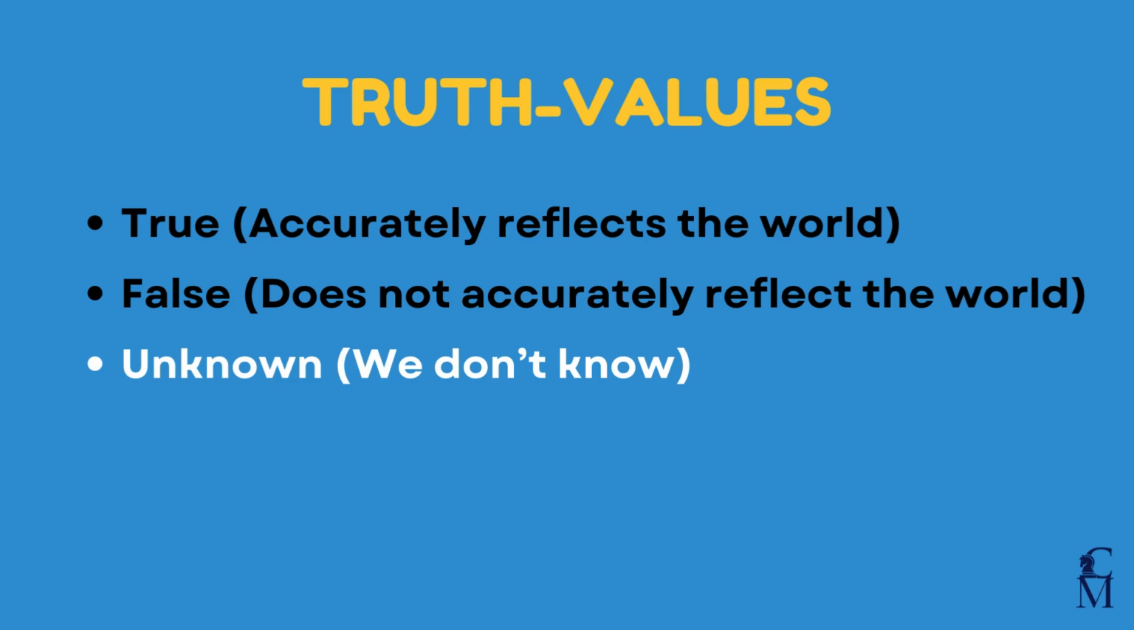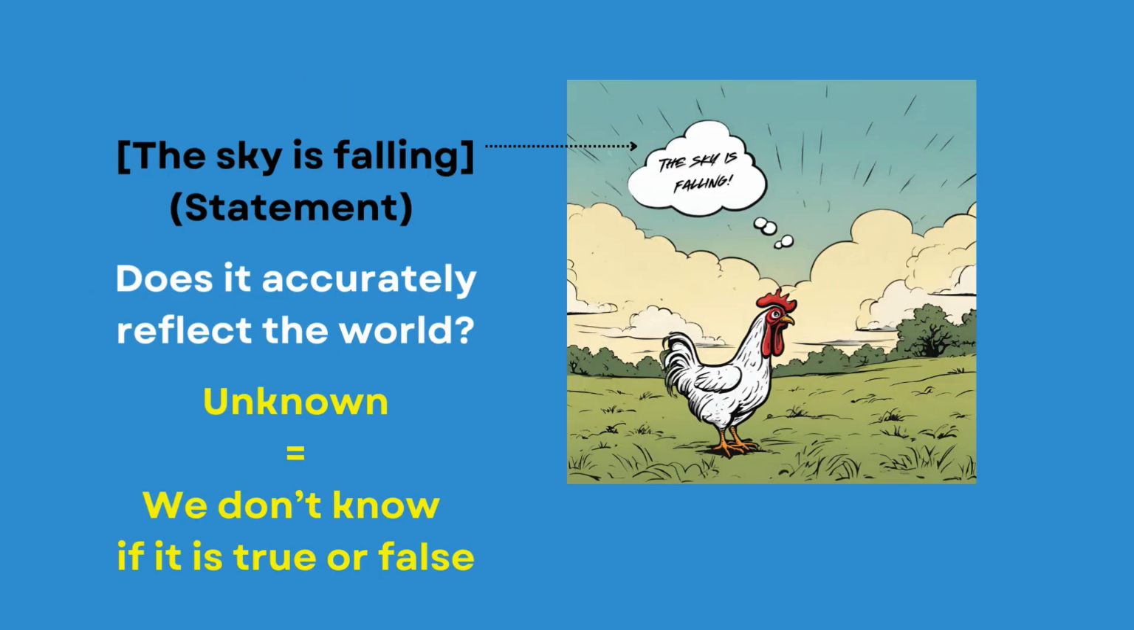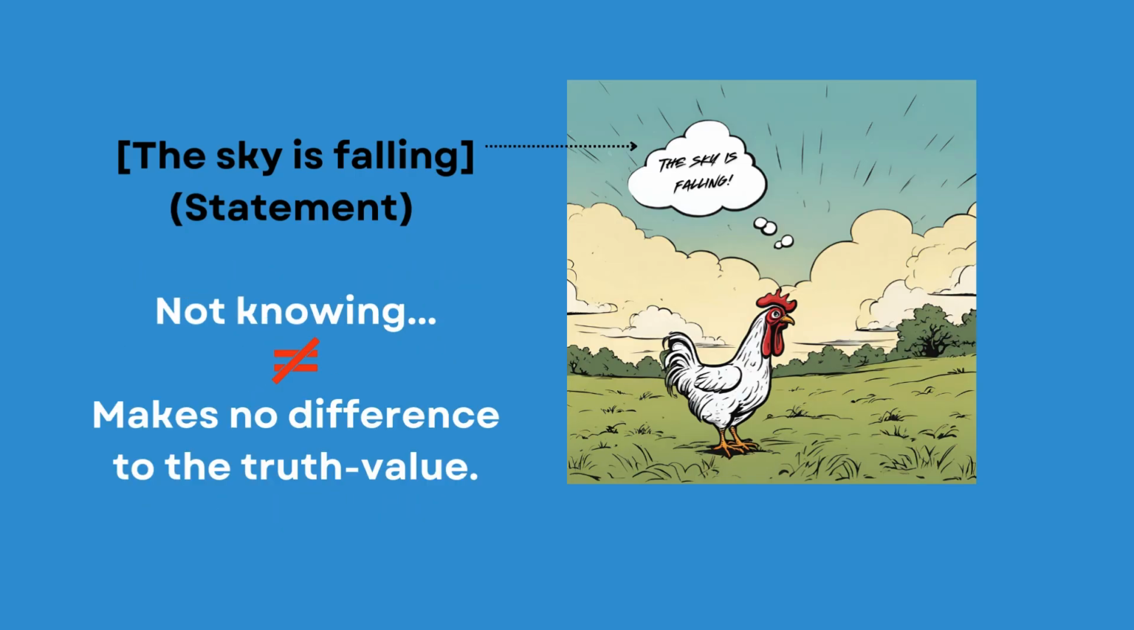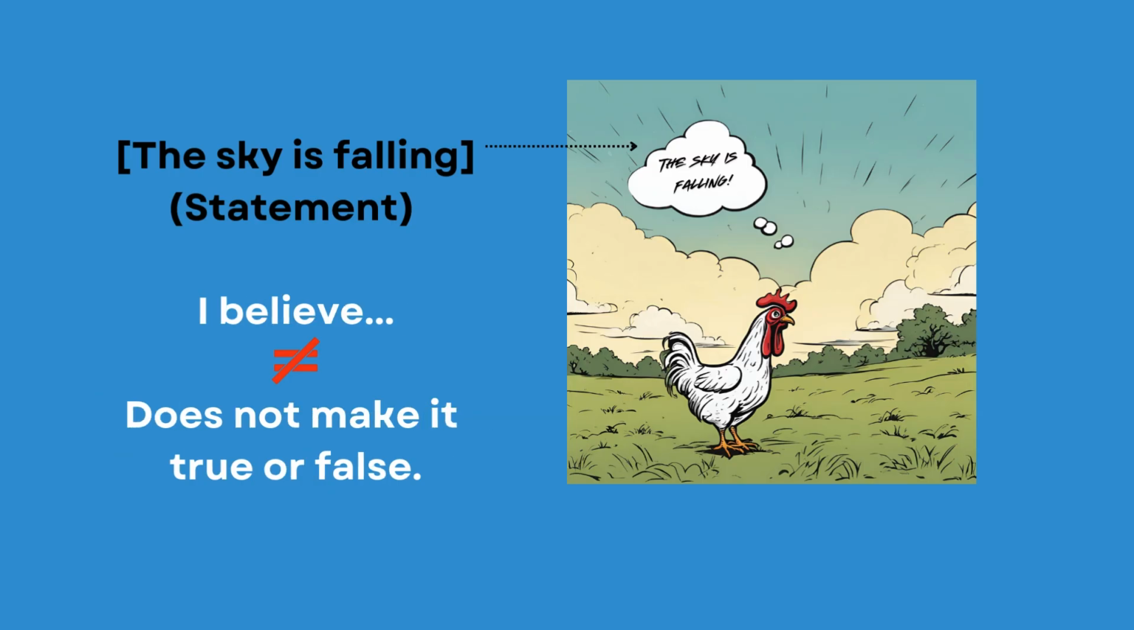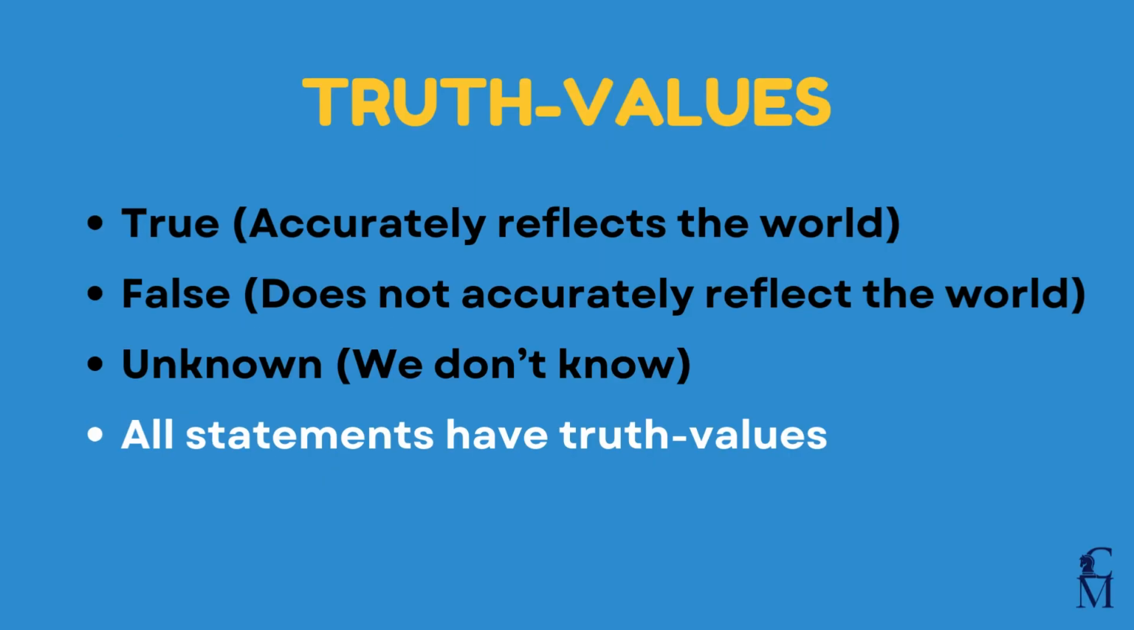Statements can also have an unknown truth value. In these cases, although these statements can be true or false, we do not know whether they are true or false. But us not knowing whether a statement is true or false makes no difference as to whether a statement has a truth value, since us believing one way or another is not what makes a statement have a truth value or what makes a statement true or false. So, all statements have truth values, even the ones we do not know are true or false, and that is all a sentence needs in order to be a statement.